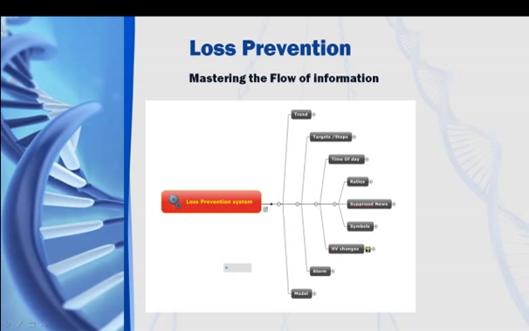Okay. So your loss prevention: mastering the flow of information. We have models, alarms, historical volatility, symbols, surprise news, and there might be some spelling errors in there, ratio, time of day, targets, and trend. And we'll be dealing with all these. Let's go to the next slide.